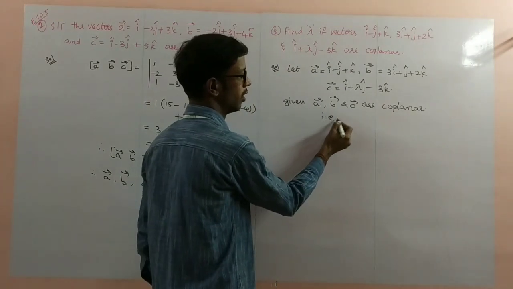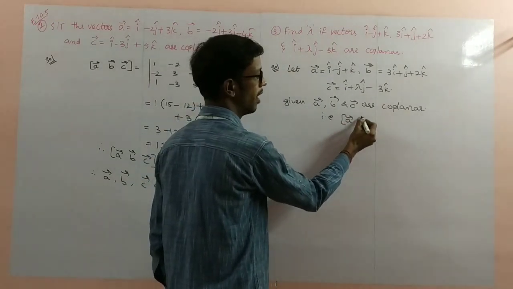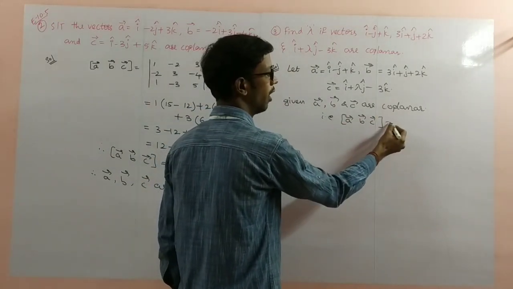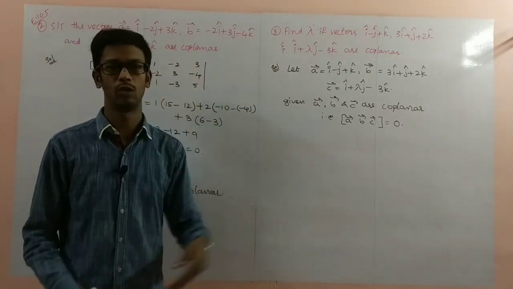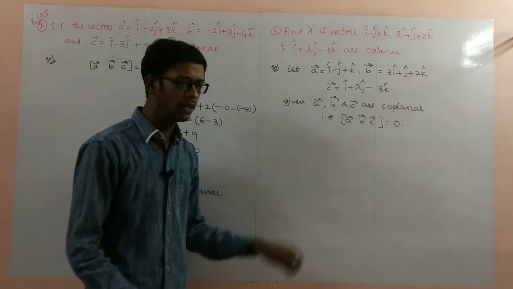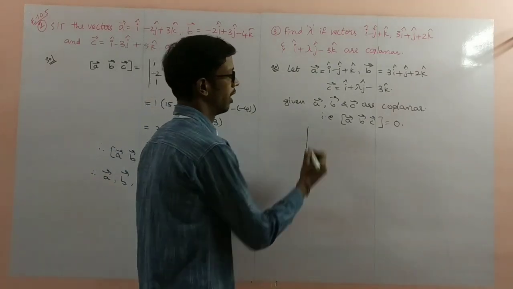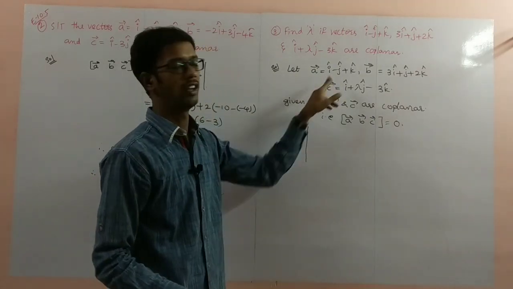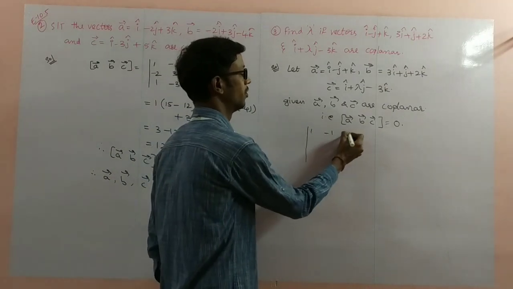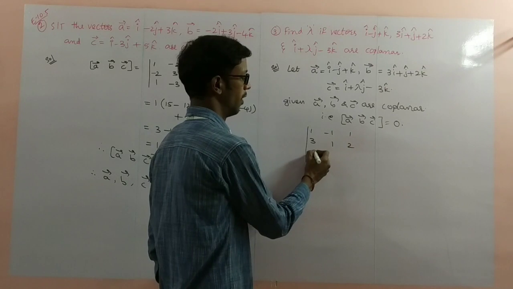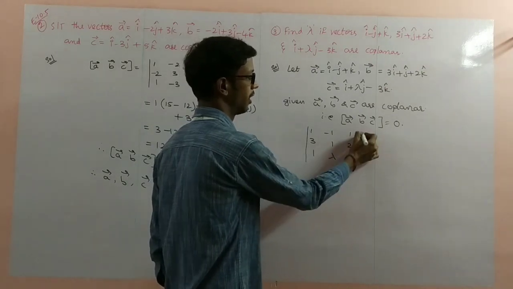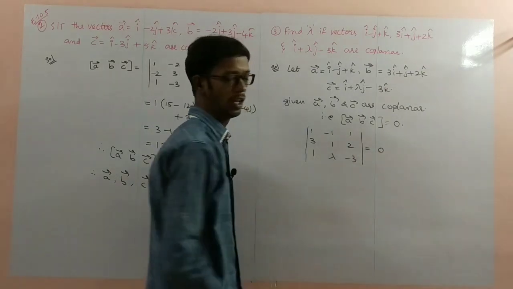Coplanar means the box of A bar, B bar, C bar is equal to 0. Coplanar means the box value should be equal to 0. Box means the determinant of the coefficients here: 1, minus 1, 1; 3, 1, 2; 1, lambda, minus 3, equal to 0.